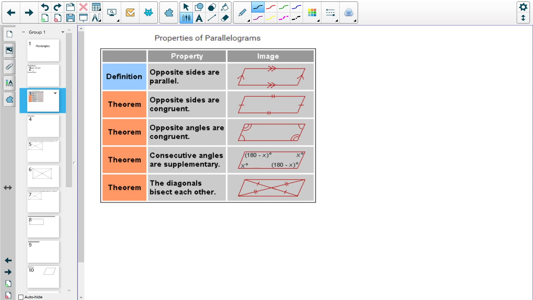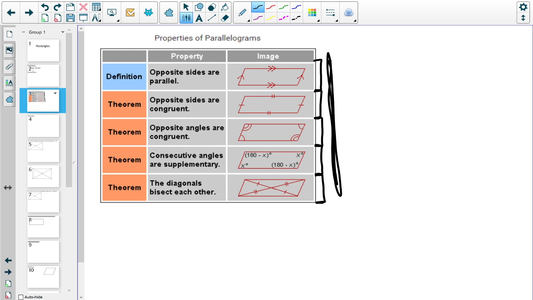A parallelogram is a quadrilateral that fits these properties. The opposite sides are parallel. The opposite sides are also congruent. The opposite angles are congruent. Consecutive angles are supplementary. And lastly, the diagonals bisect each other. Let's review what each of these mean.